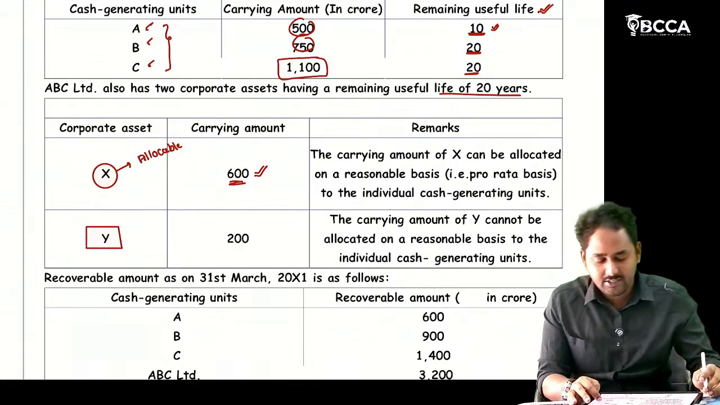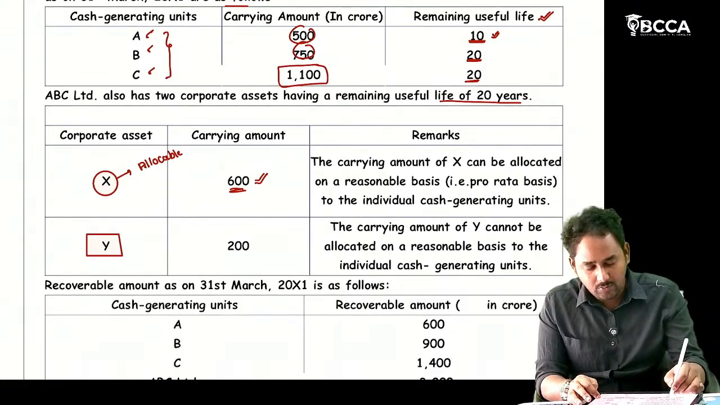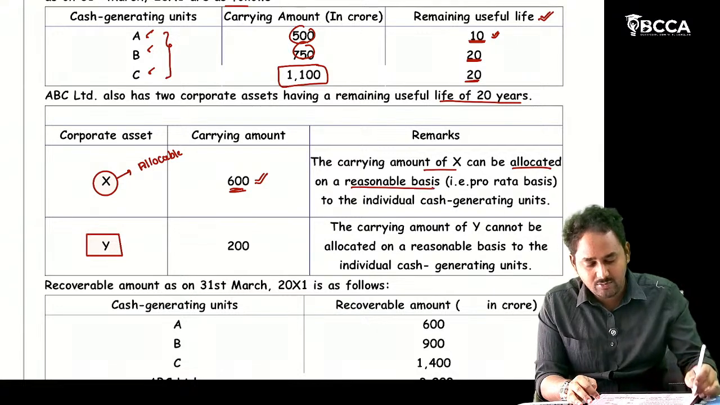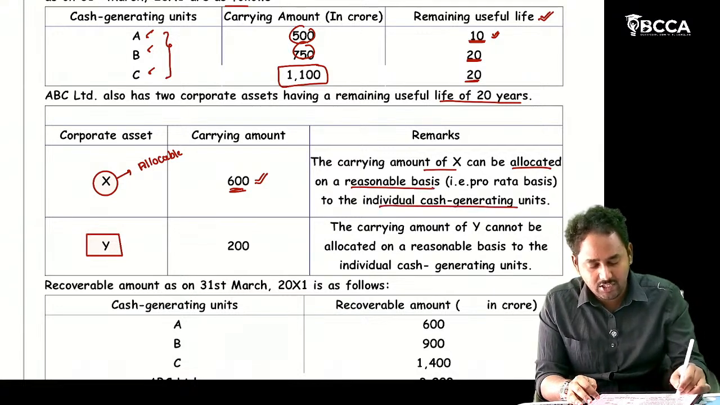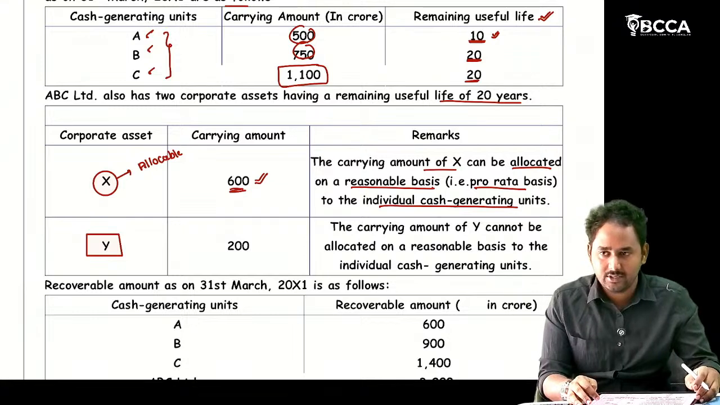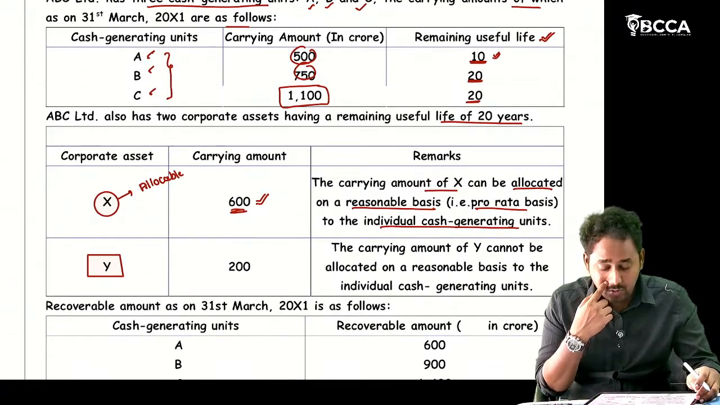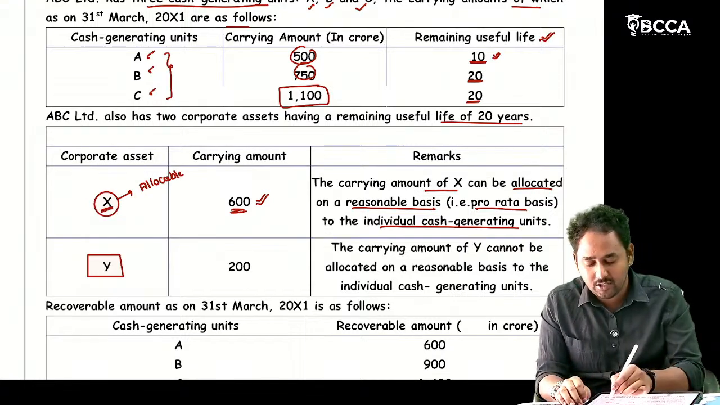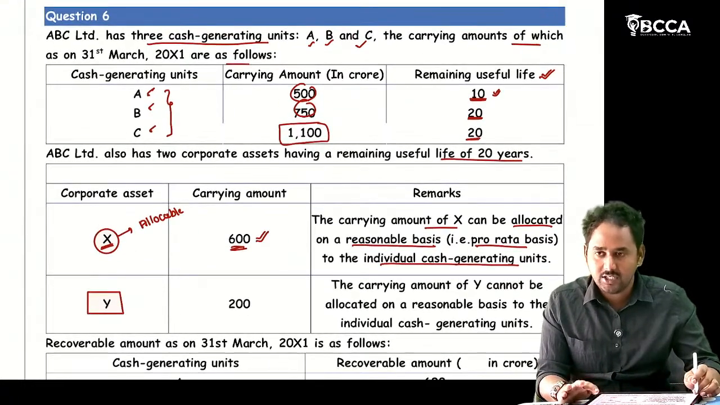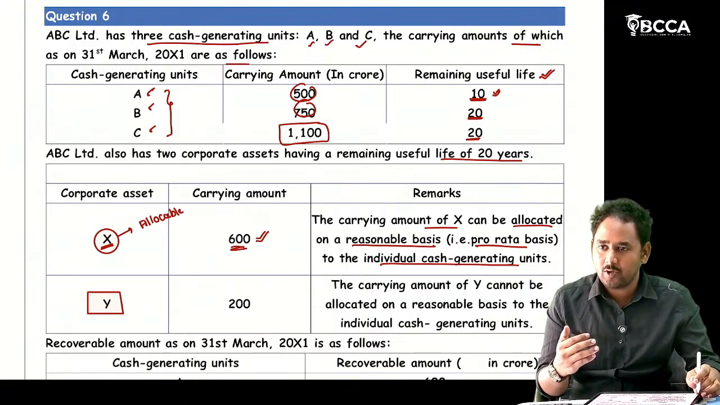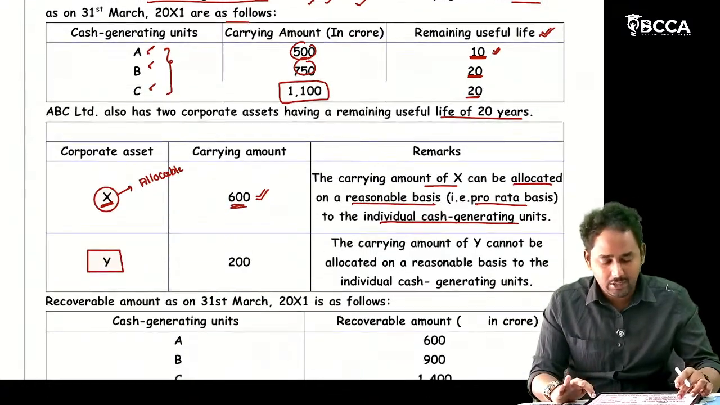Then there is a non-allocable corporate asset. Why is it non-allocable? Because the carrying amount of X can be allocated on a reasonable basis to the individual cash generating units, that is, on a pro rata basis. Let's see in which ratio, that is the main problem. In which ratio should I allocate this corporate asset X to the cash generating units? What is meant by allocation, I will tell you.